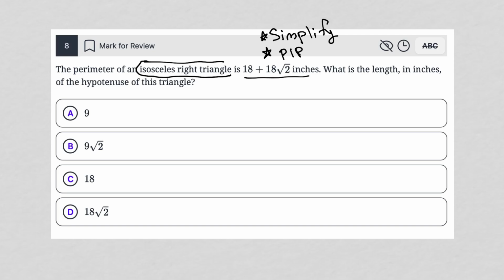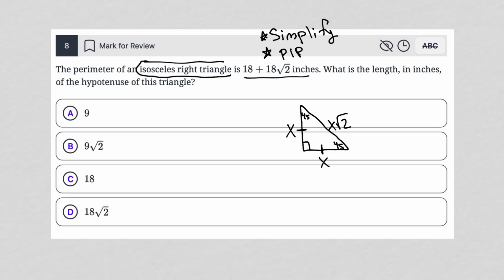So an isosceles right triangle looks like this. The reason why it's isosceles is because the two sides are the same, and that's all we know. And also, we would know this makes it a 45, 45, 90 right triangle, which our formula sheet will tell us means that this side is x, this side is x, and this side is x root 2. All right, so then it continues to say the perimeter is equal to 18 plus 18 root 2.